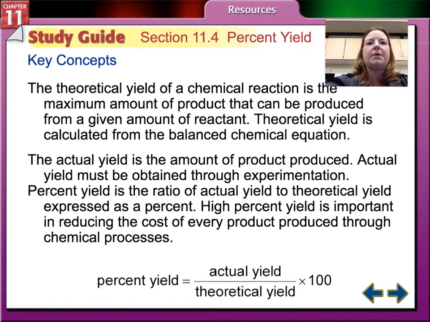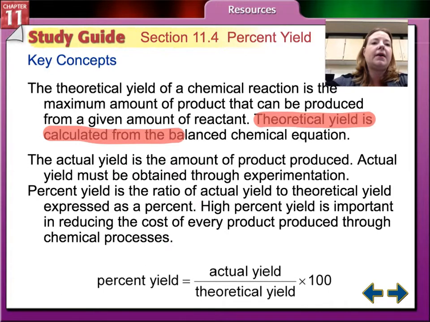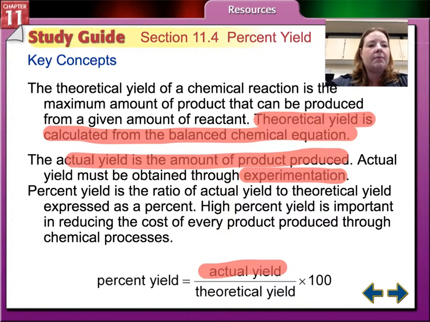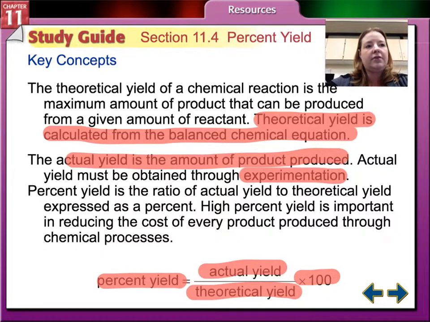I think the hardest part for students is usually making sure that they know which number goes where. The key here is remembering that your theoretical yield is going to go on the bottom. This is what we've been calculating all of the time. It's calculated from your balanced equation. The actual yield is the amount that you produce in the laboratory through your experimentation. So the key is to make sure that actual goes on top, theoretical goes on the bottom, we multiply by 100, and that's how we find what percentage of the theoretical amount we get.